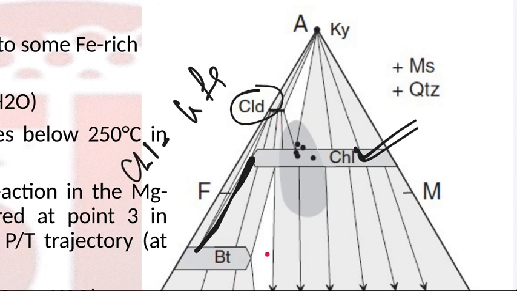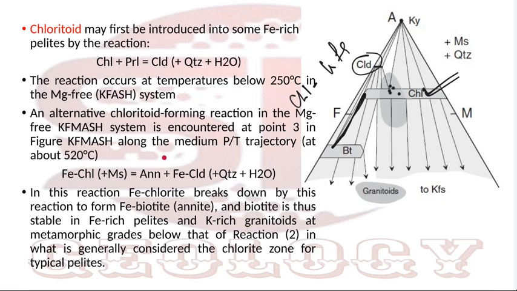Chloritoid is generated when there is a Fe rich pelite. See, chloritoid may first be introduced into some Fe rich pelite by the reaction chlorite plus pyrophyllite gives chloritoid. Basically, PRL is pyrophyllite. So pyrophyllite composition is aluminous in nature. That's why here this chlorite is joined with the aluminum side and they are joined with chloritoid.